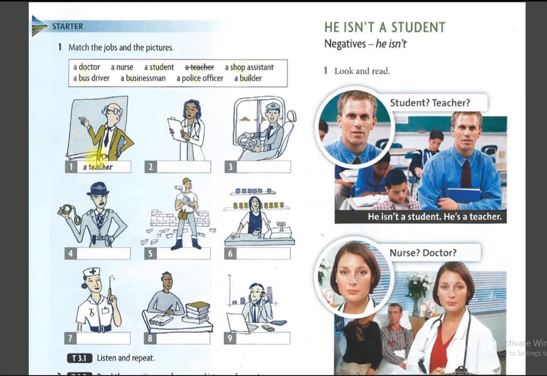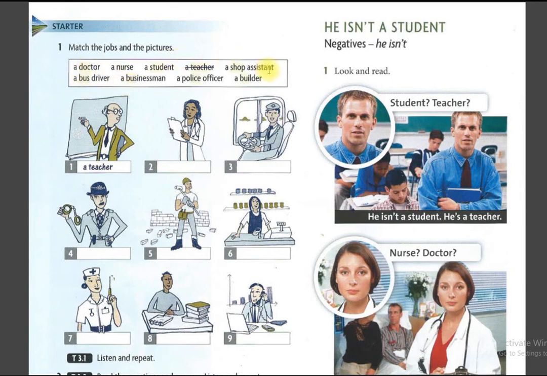The first one is a teacher. How could you be sure that this is a teacher? Because this is a man who's holding chalk and writing on the board, as if he's explaining something to the audience, who are the students of course. Okay, number two.